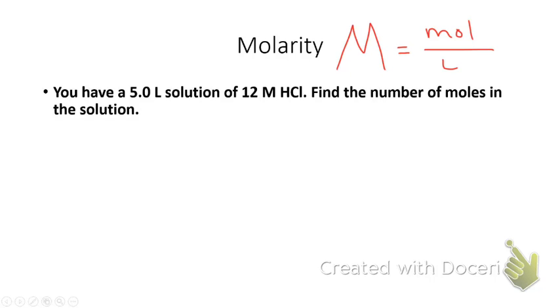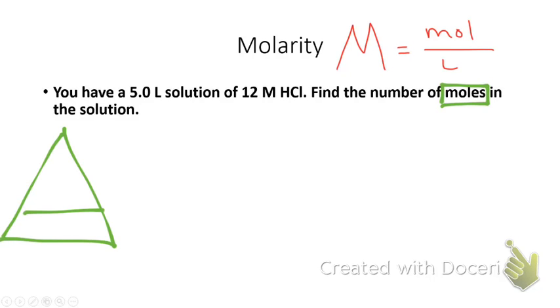So this problem, when you read it, it says you have a 5-liter solution of 12 molar hydrochloric acid. Now they want you to find the moles. So actually you're using this same equation, but you're no longer solving for molarity. This time they want you to solve for moles. So what I like to do is put my equation in this little triangle. If you're my student, you've probably seen me use this before.